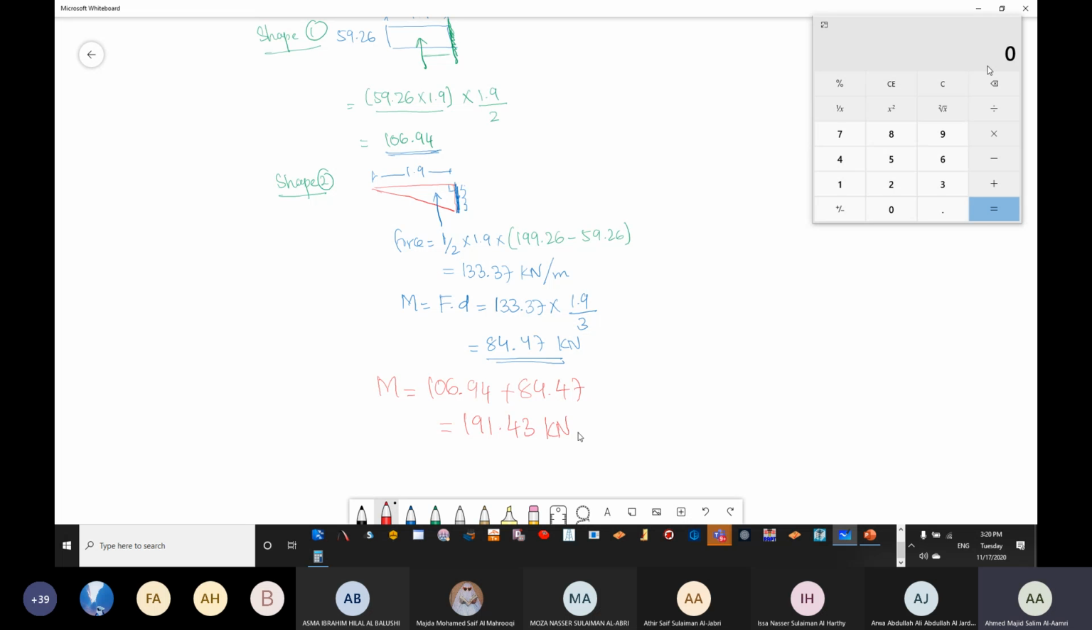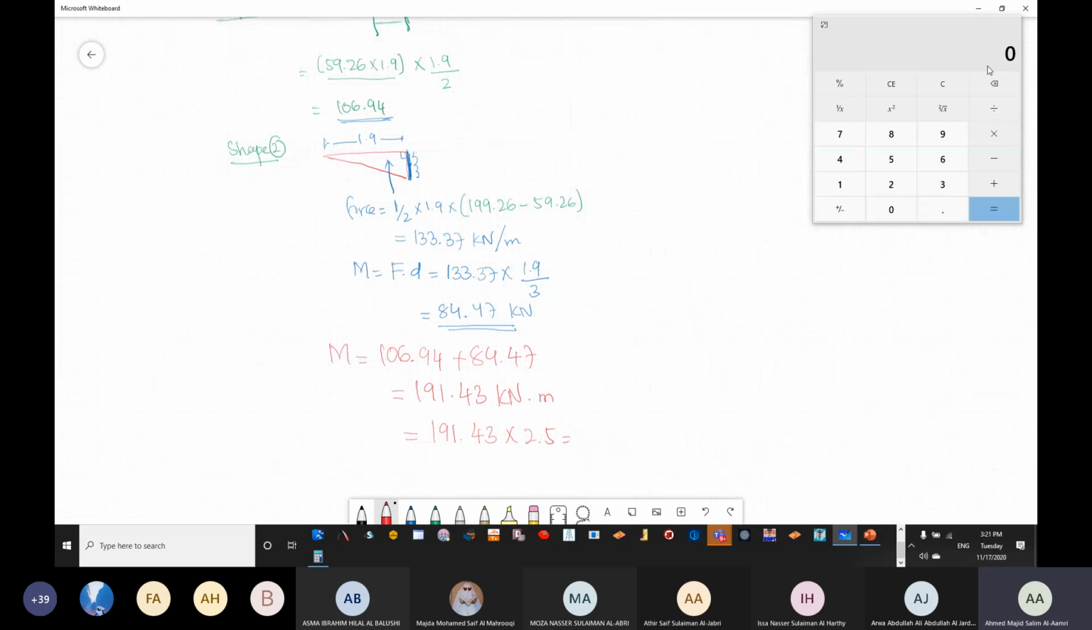Now, if you are designing for 1 meter, it's going to be kilonewton meter. If you are designing for the full width, then it's going to be 191.43 multiplied by 2.5, which is the width in this scenario. Once again, if you are designing for a width of 1 meter, you can take it as 191.43. If you want to calculate the moment for the full width, you just multiply it by 2.5. Both of them are okay. How much is the value here?